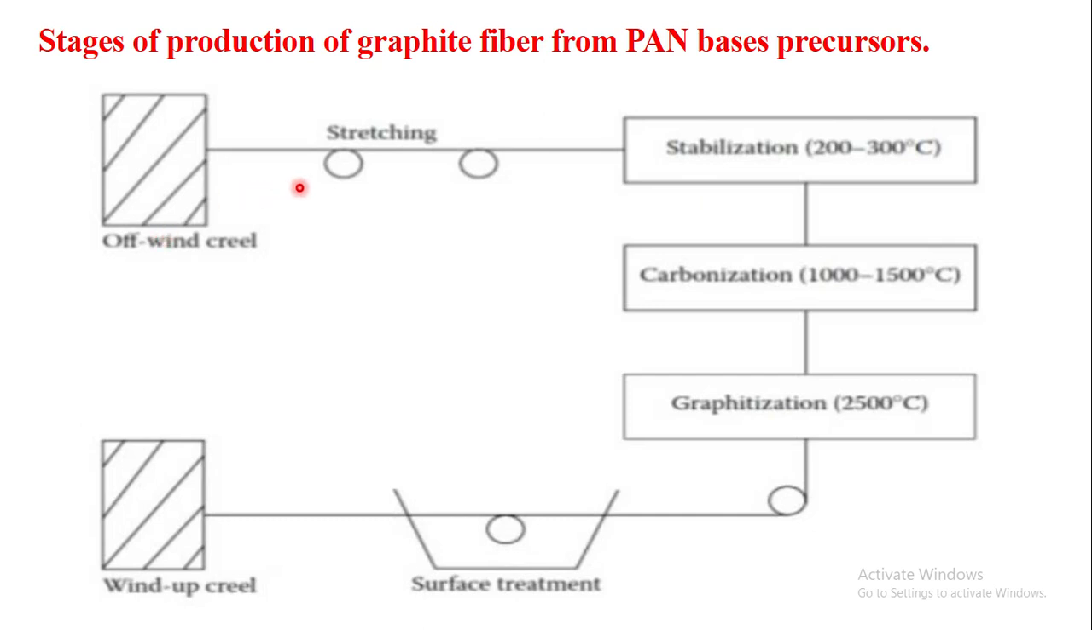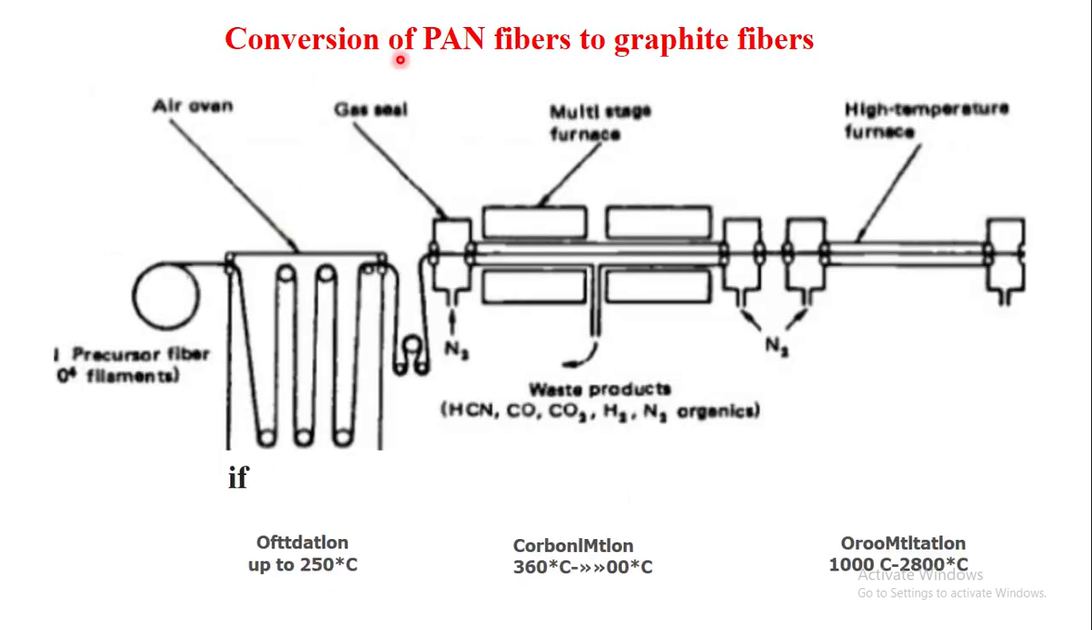So we start here with the stretching process, the tension process. Stabilization is done here. Then we increase the temperature for the carbonization process, removing non-carbon elements. Then the graphitization process, forming the graphite. Here a pulling process is also done. Then surface treatment for enhancing the mechanical properties of the materials. Then the winding process is done. This shows the conversion of PAN fiber to graphite fiber, how we convert PAN fiber into graphite fibers.